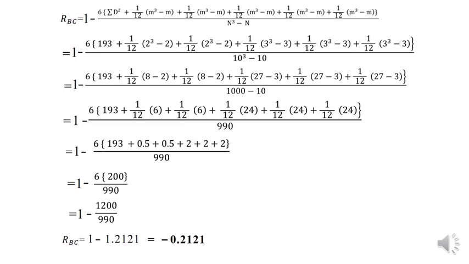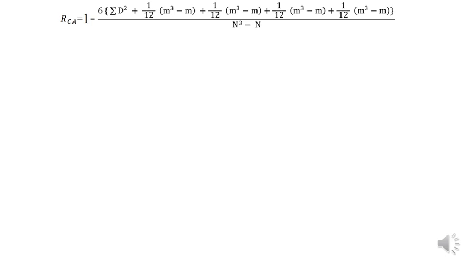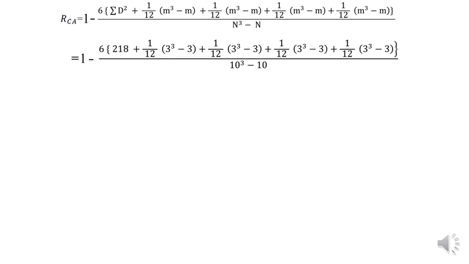Okay, next, find out similarly the rank correlation coefficient of C and A, or AC. 1 minus 6 sigma d square. Here 1 by 12 into m cube minus m have been added. I have already explained that in case of judge A, 8 is repeating 3 times, therefore m is 3. Then in case of judge C, all the repeating ranks have been repeated 3 times each. Therefore all m's will be 3 here. Substituting them, 1 minus 6 into sigma d square for CA is 218.